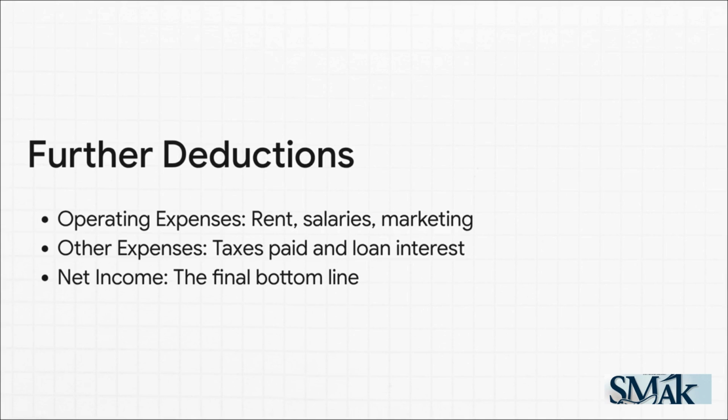And then we hit one last hurdle, other income and expenses. These are the non-operational hits, mainly taxes and loan interest. The government and the bank, the two partners who always make sure they get their cut. Subtract all that and you finally land at your net income, the bottom line. Positive means profit, negative means a loss.